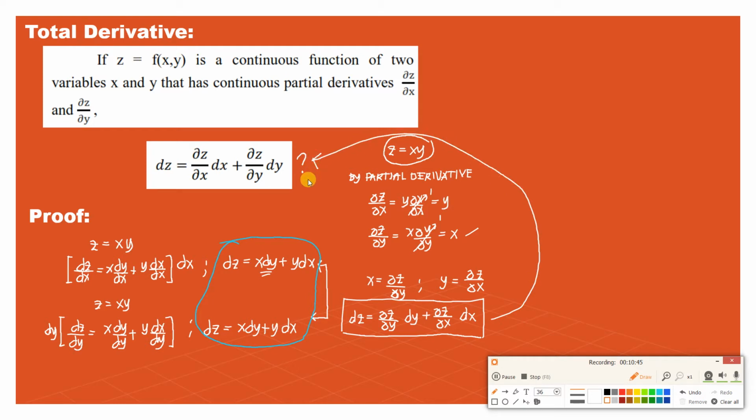Okay, so nagkapalit lang doon ha, but equal sila. So kahit maging tatlo pang independent variable, it doesn't matter kasi ganyan din ang kalalabasan. Yung partial times the total, plus partial times the total. Okay, so let's proceed for the example.